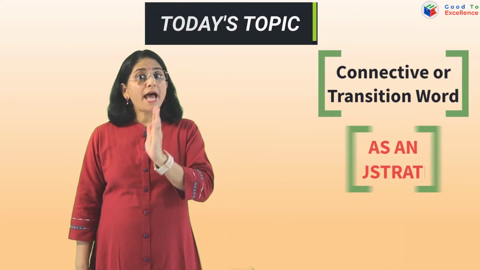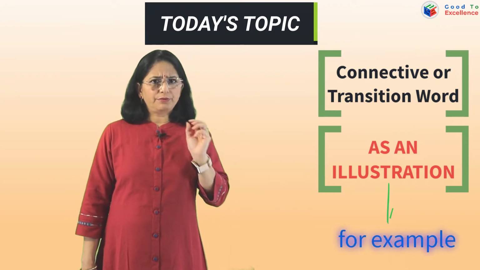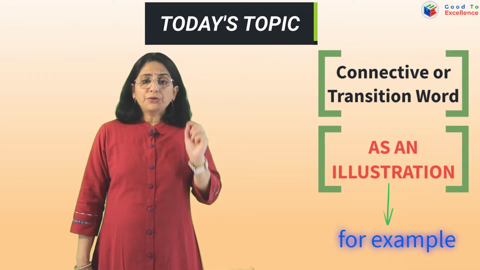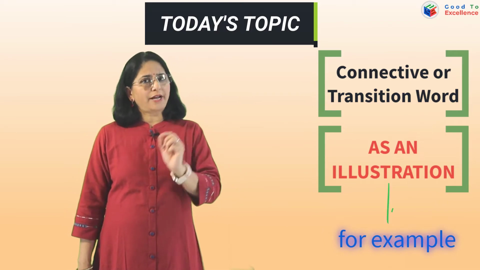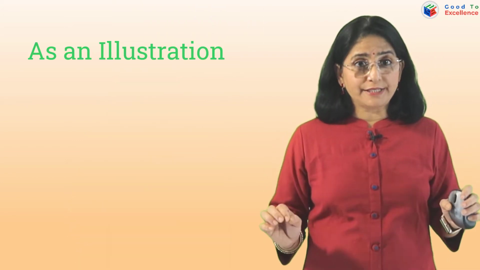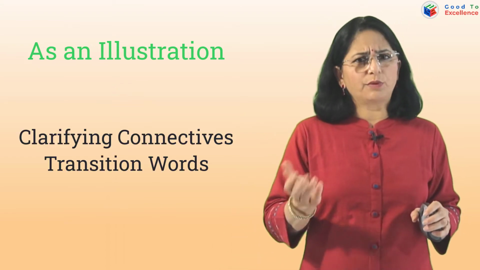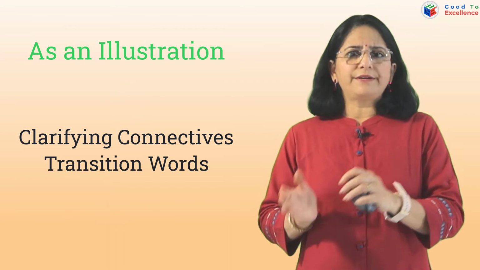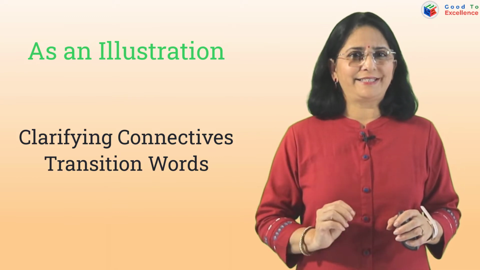Hello everyone. Let's connect today with a new connective: as an illustration. As an illustration, to put it simply, means for example. We use examples to demonstrate that what we say is true and to clarify. So, as an illustration is a connective phrase that comes under the category of clarifying connectives or transition words. Such transition words and phrases are used to explain what was started in the previous sentence.